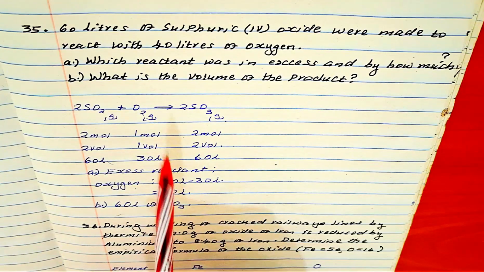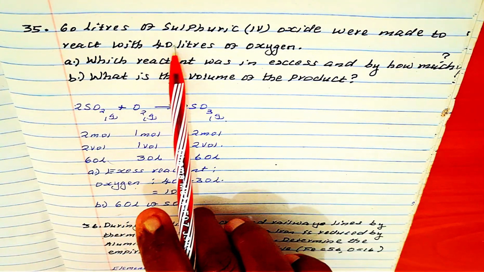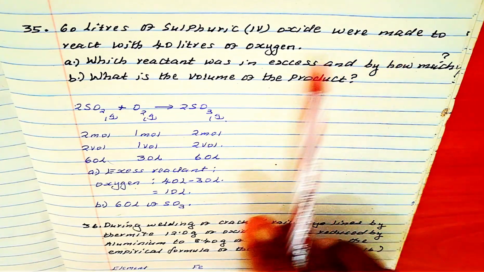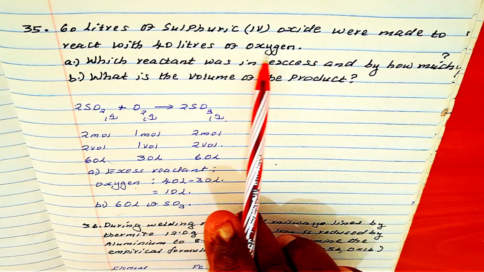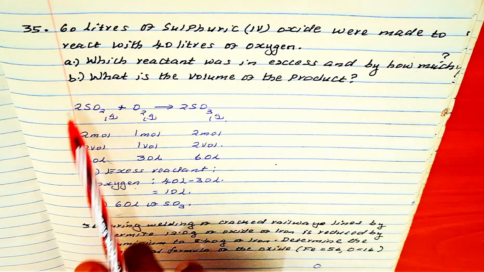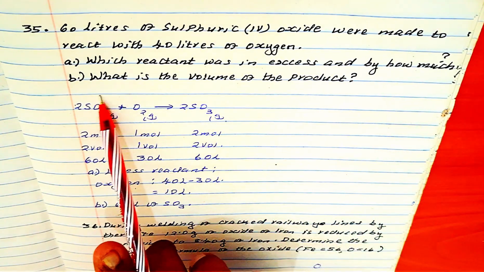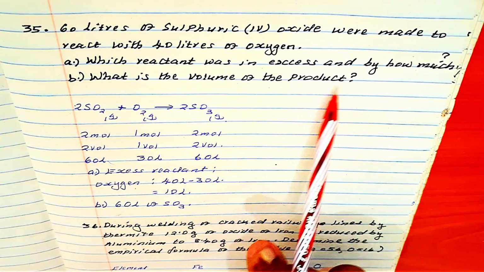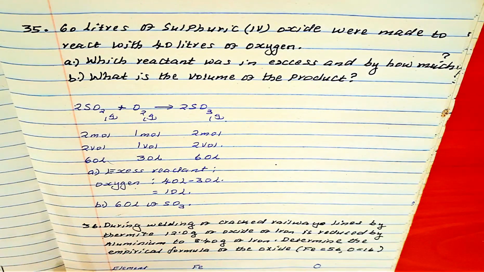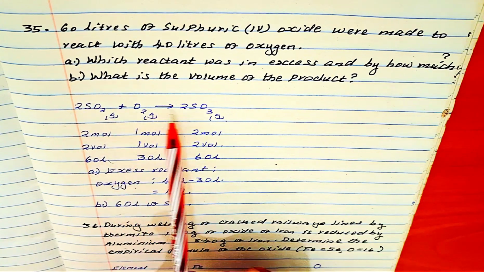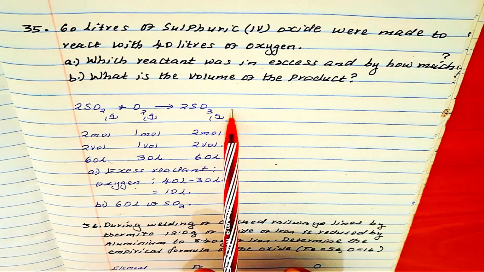Number 35. 60 liters of sulfur 4 oxide were made to react with 40 liters of oxygen. Part A, which reactant was in excess and by how much? Part B, what is the volume of the product? Now, the first step, we write a balanced equation for the reaction between sulfur 4 oxide and oxygen to form sulfur 6 oxide.